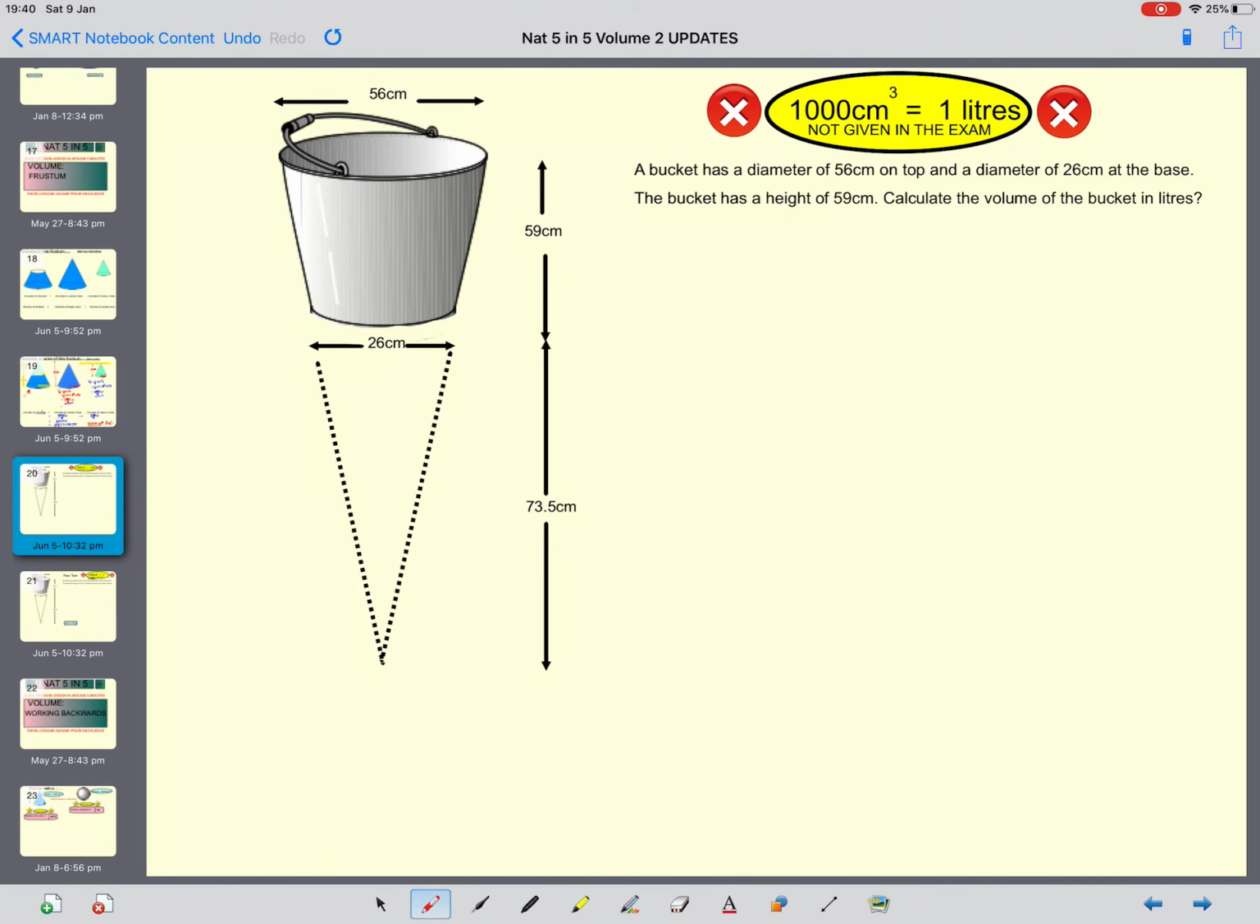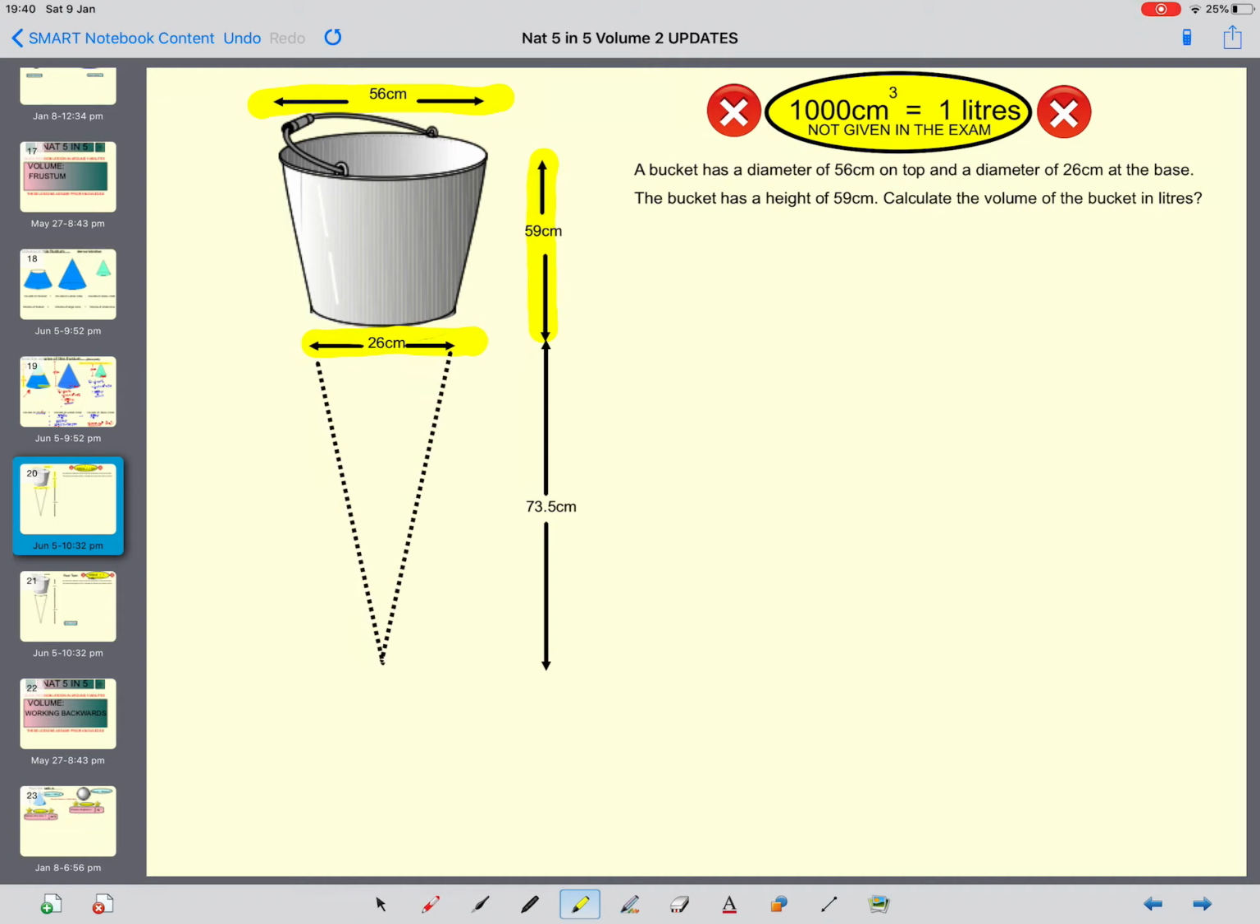Okay, this is pretty much doing the exact same thing. It's a more problem solving question, a more real life example. It says a bucket has a diameter of 56 centimetres on top and a diameter of 26 on the bottom. So you can see here it's labelled 56 on top and 26 on the bottom. The bucket has a height of 59. Calculate the volume of the bucket.